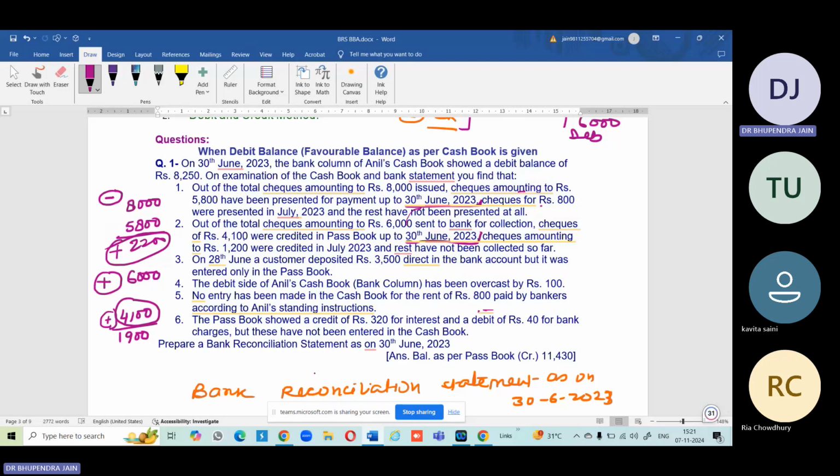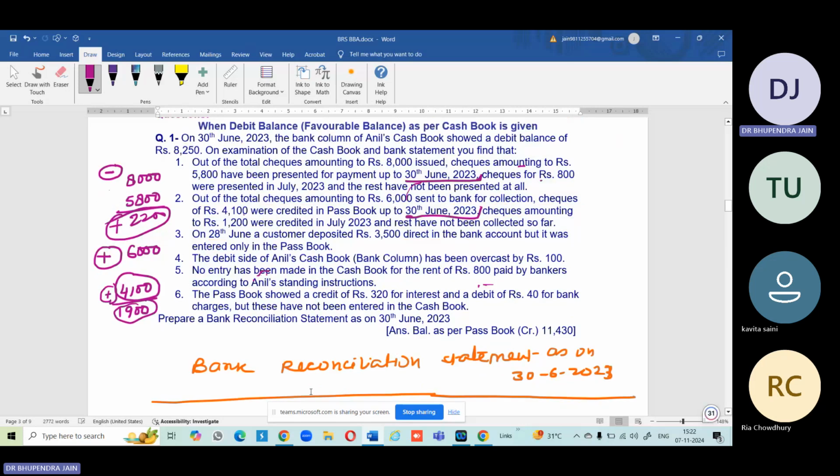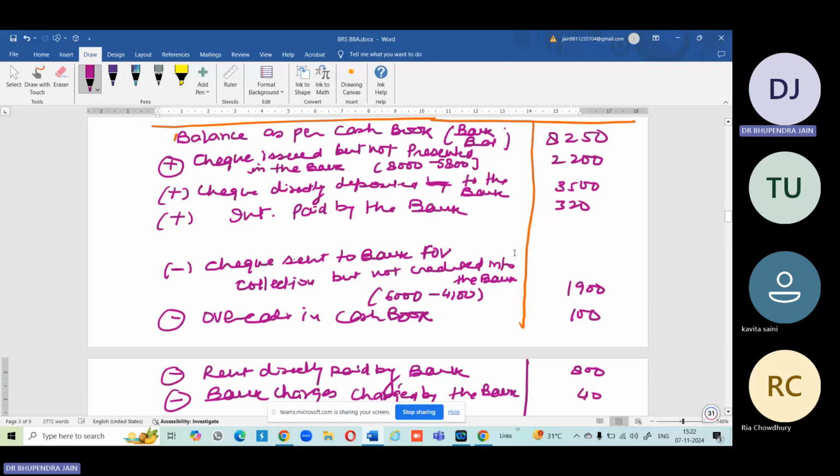Check amounted to 1,200 were credited in July 2023 and rest has not been collected so far. That means as on 30th June 2023, the bank credited only rupees 4,100 and you have deposited 6,000 in the bank account, so you have entered excess amount, the difference 6,000 minus 4,100. How much? 1,900. That's why we have to subtract 1,900 rupees from the bank balance in cash book.